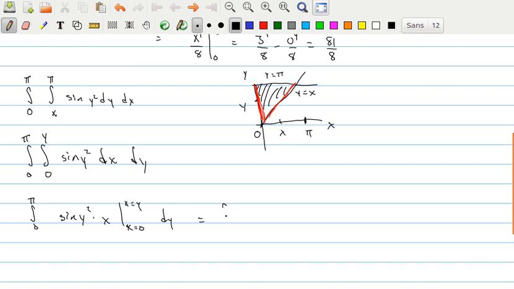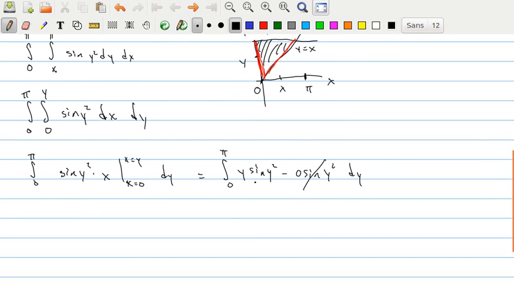Now when we plug those in, we plug in x equals y here. We've got y sine of y squared minus 0 sine of y squared dy. And now this second part of the integral drops out, and this first part we can actually do by a u substitution. If we let u equal y squared, then du is 2y dy. So I have a y here, but I need a 2. So we'll multiply the inside by 2 and divide the outside by 2. So this gives us 1/2. Now the integral of sine is negative cosine of y squared, evaluated from 0 to pi.